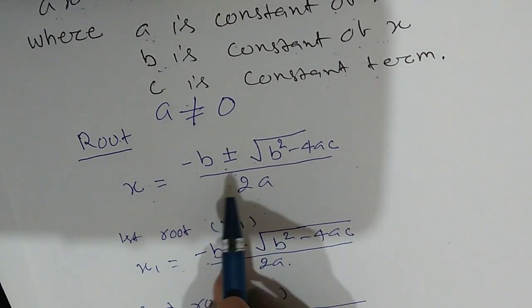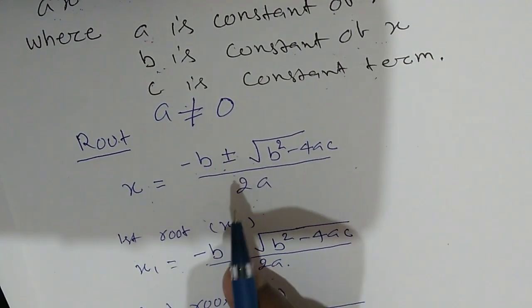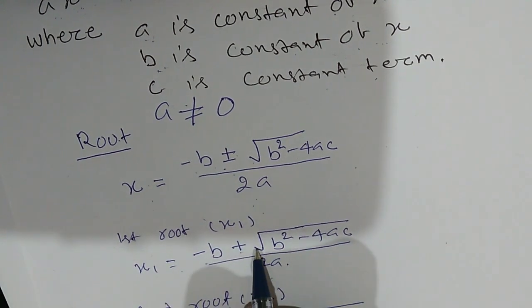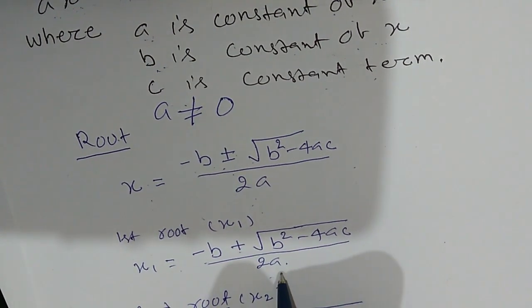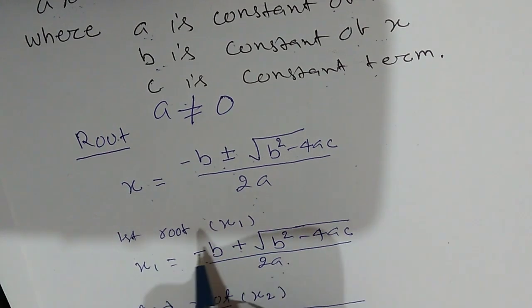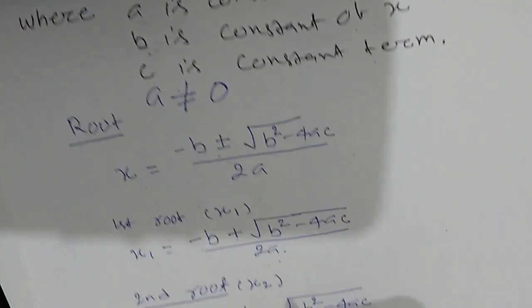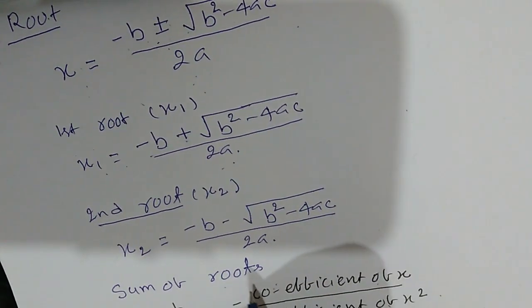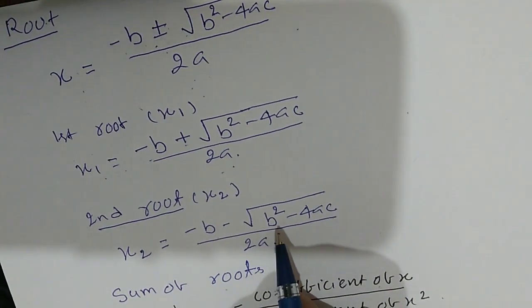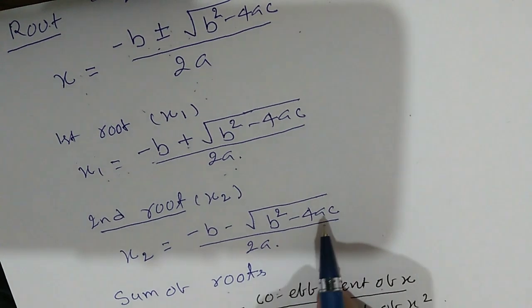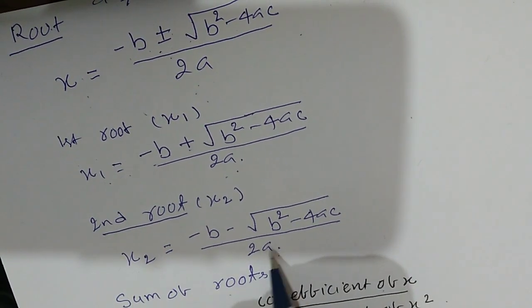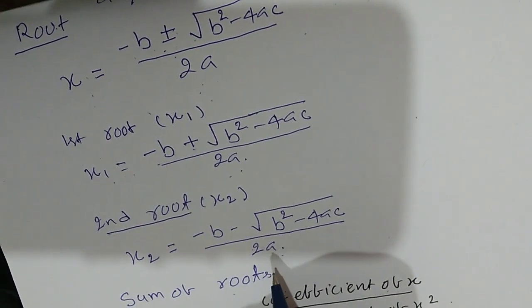The next one is, taking b positive, then we write minus b plus under root b square minus 4ac upon 2a. This is the first value, so this is the first root. The second root is minus b minus under root b square minus 4ac upon 2a. This one is the second root.